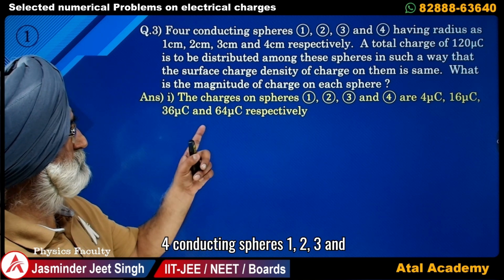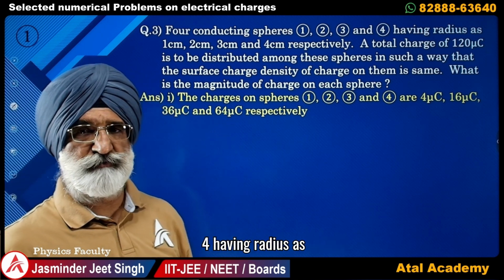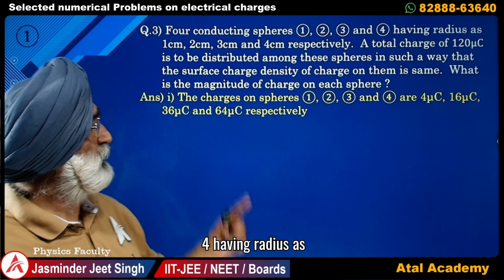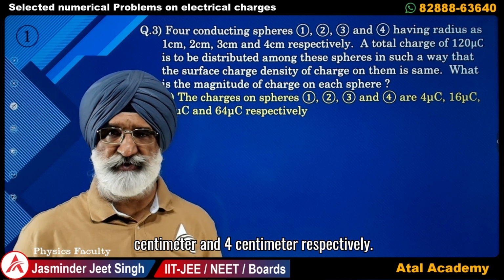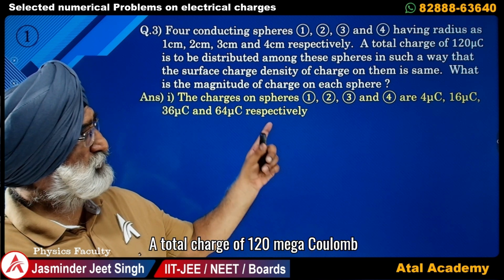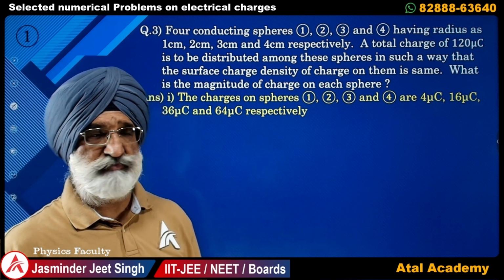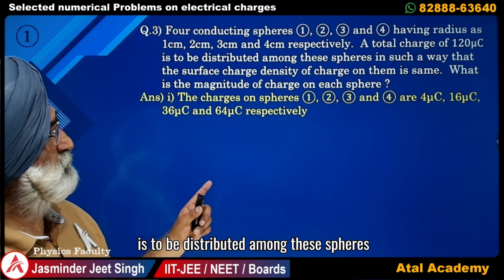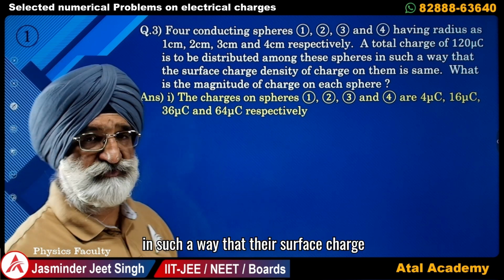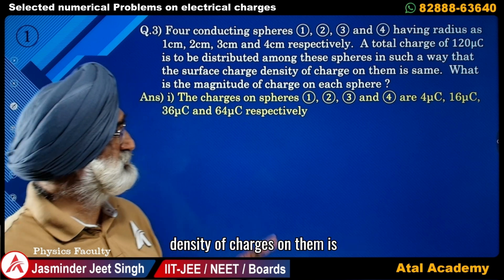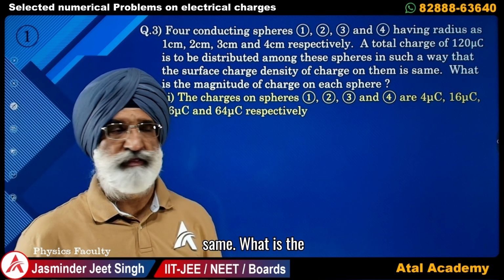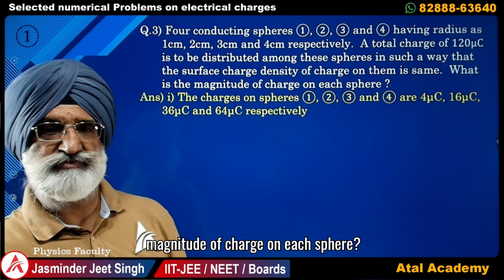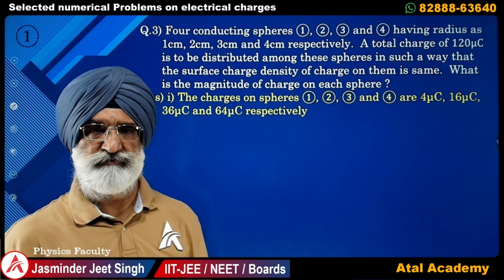4 conducting spheres 1, 2, 3 and 4 having radius as 1 cm, 2 cm, 3 cm and 4 cm respectively. A total charge of 120 microcoulomb is to be distributed among these spheres in such a way that the surface charge density of charges on them is same. What is the magnitude of charge on each sphere?